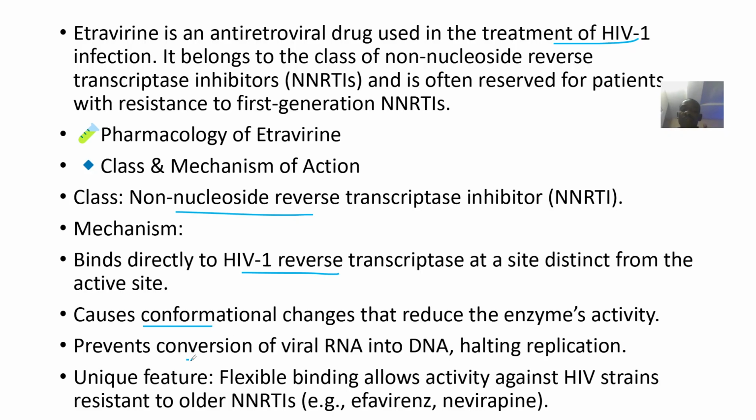So this will now prevent what? The enzyme from doing its activity. What's the activity of the reverse transcriptase? The activity is to turn viral RNA to DNA. So if you stop that activity, it will stop the virus from making other copies of itself. So that's what we got for this.